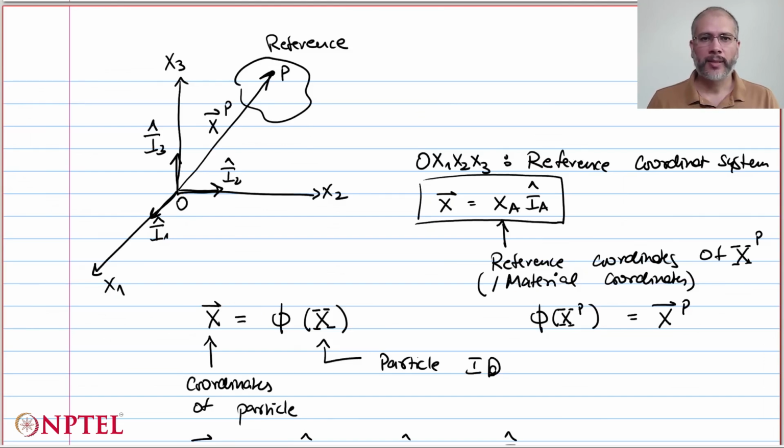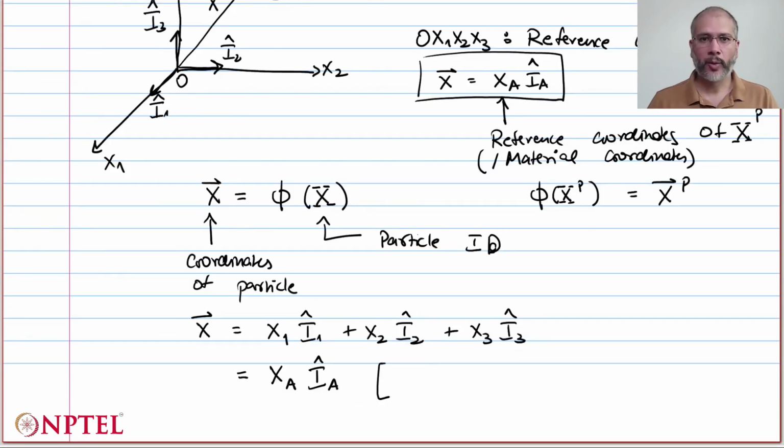Now please note that it is our choice that we have chosen O, X1, X2, X3 as the coordinate system to express the capital X vector. The capital X vector is dependent on the reference configuration. If I had chosen a different coordinate system, that is different origin and different unit vector directions, I would have expressed the capital X vector in a different component form. But the vector physically does not depend on our choice of coordinate system. It depends on our choice of the reference configuration.